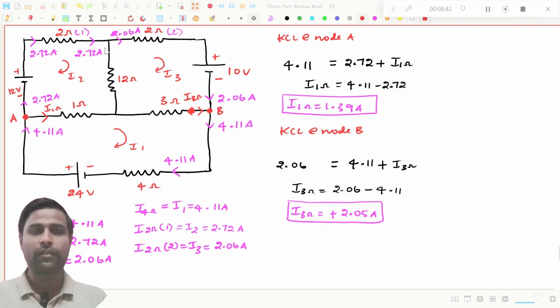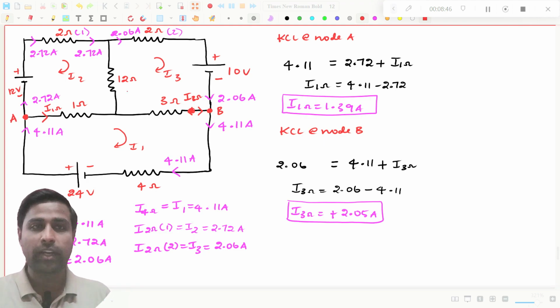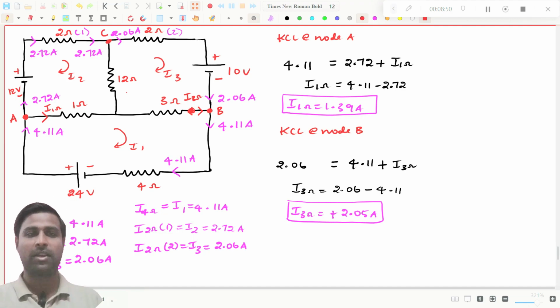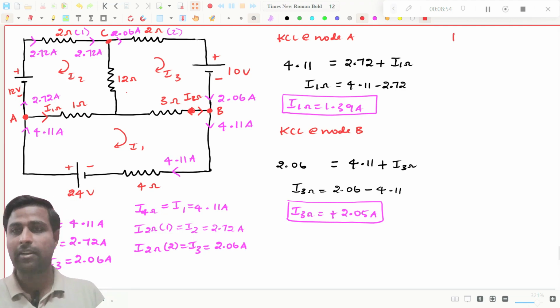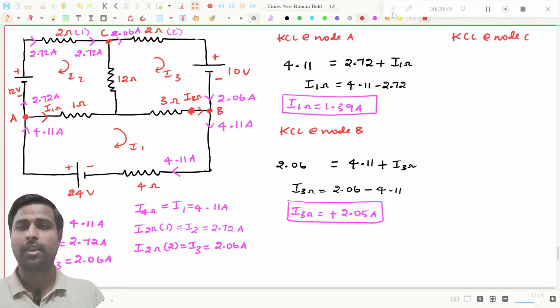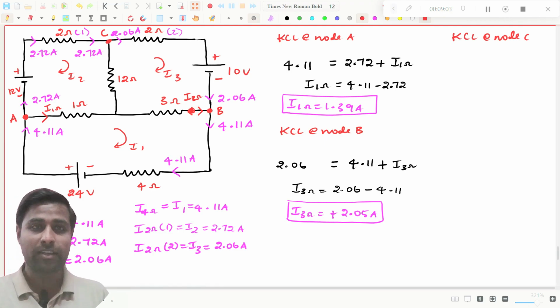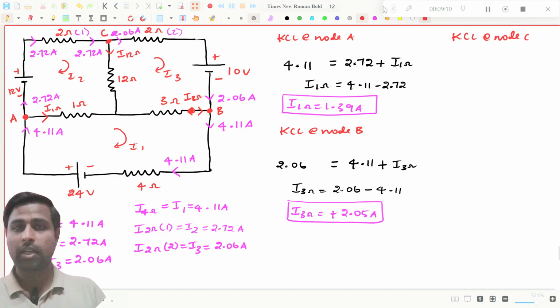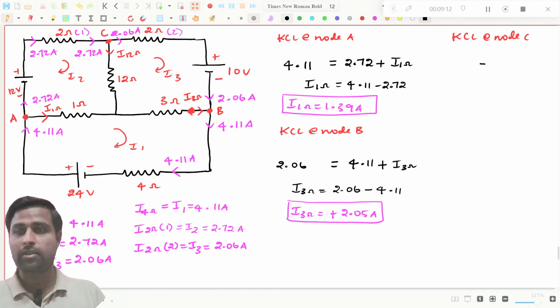Anyhow, now we will go to find this 12 ohms resistor current. If I need to find the 12 ohms resistor current, I need to assume this node, right? There are 3 branches again. So KCL, I will write here, KCL at node C. I need to assume the current directions, right? I will assume this as I through 12 ohms resistor.